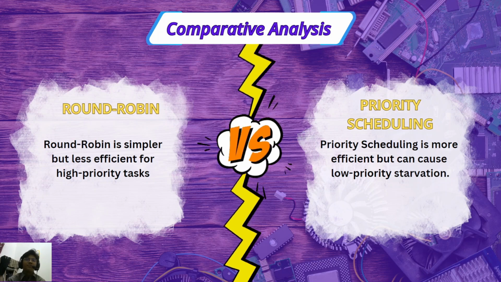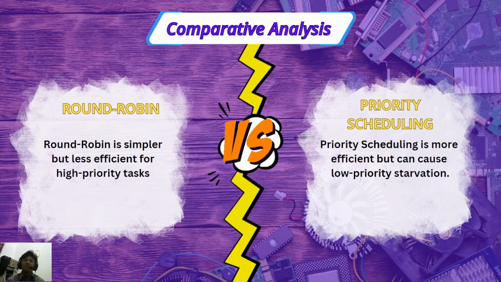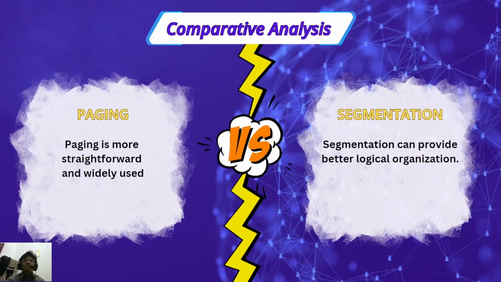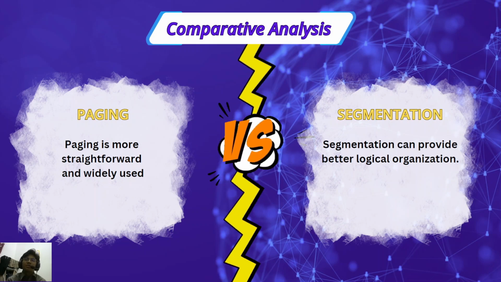Firstly, we will compare round robin versus priority scheduling. Round robin is simple but less efficient for high priority tasks, while priority scheduling is more efficient but can cause low priority starvation. And then paging versus segmentation. Paging is more straightforward and widely used, while segmentation can provide better logical organization.